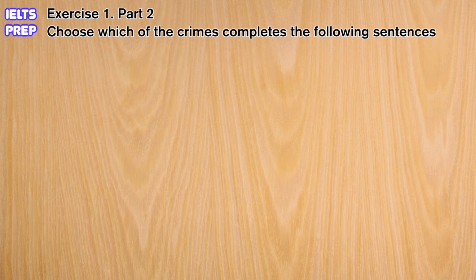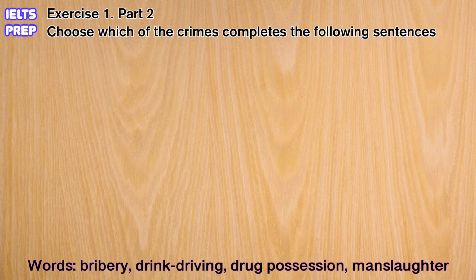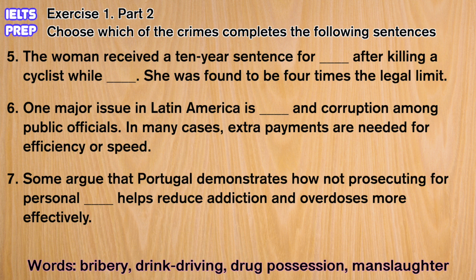Part 2. Words: bribery, drink driving, drug possession, manslaughter. 5. The woman received a 10-year sentence after killing a cyclist while ___, she was found to be 4 times the legal limit. 6. One major issue in Latin America is ___ and corruption among public officials. In many cases, extra payments are needed for efficiency or speed. 7. Some argue that Portugal demonstrates how not prosecuting for personal ___ helps reduce addiction and overdoses more effectively. Pause the video and take your time to answer.